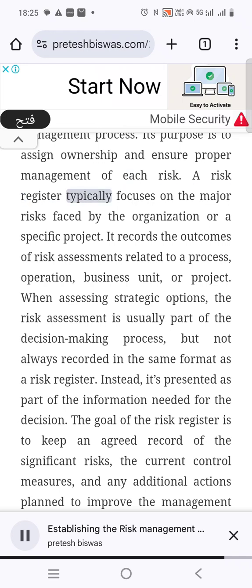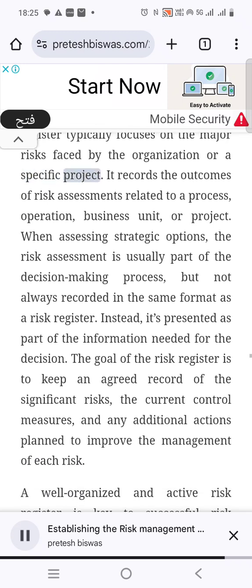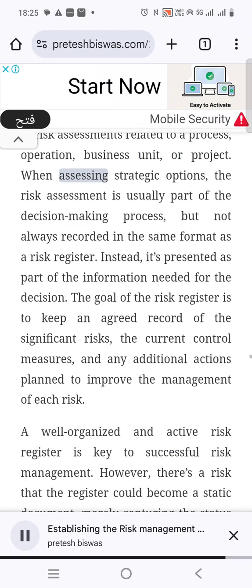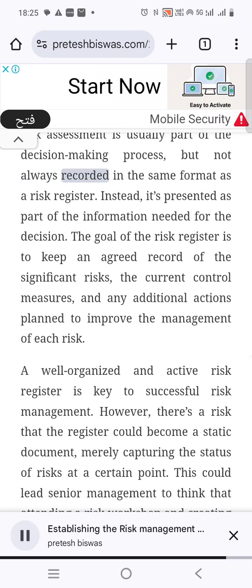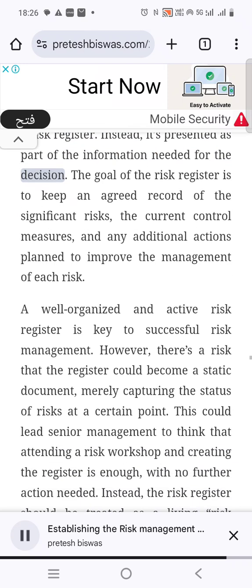A risk register typically focuses on the major risks faced by the organization or a specific project. It records the outcomes of risk assessments related to a process, operation, business unit, or project. When assessing strategic options, the risk assessment is usually part of the decision-making process, but not always recorded in the same format as a risk register. Instead, it's presented as part of the information needed for the decision.